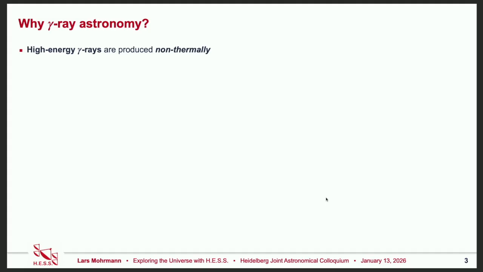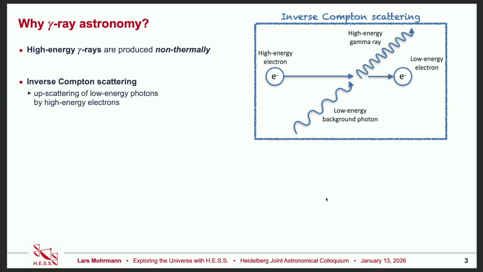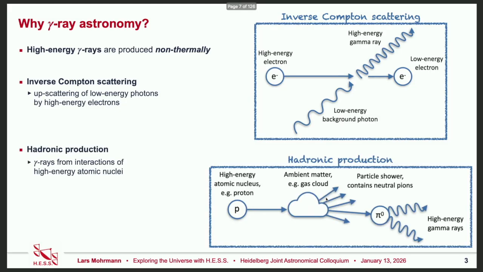The main point here is that those gamma rays are produced non-thermally. Nothing in the universe is basically hot enough to produce such high energetic particles. And there's mainly two mechanisms by which they're produced. One of them is called inverse Compton scattering. Here you start out with a high energy cosmic ray electron that then upscatters a low energy background photon to a gamma ray. And that's how you get your gamma ray.